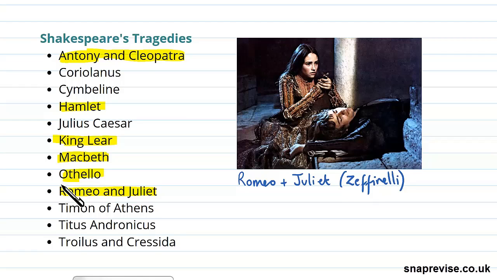And here's a picture from one of the very well-known films of Romeo and Juliet by Zeffirelli. So it's just really important to have a comprehensive understanding of whatever your set text is in conjunction with the other genres and other plays that it stands with.